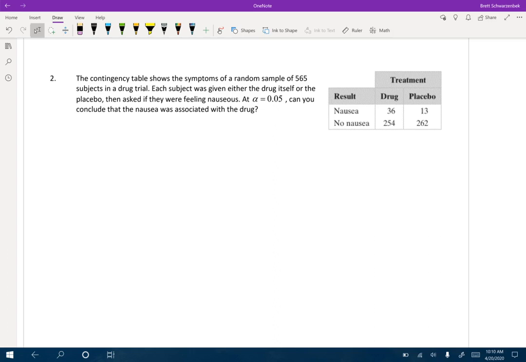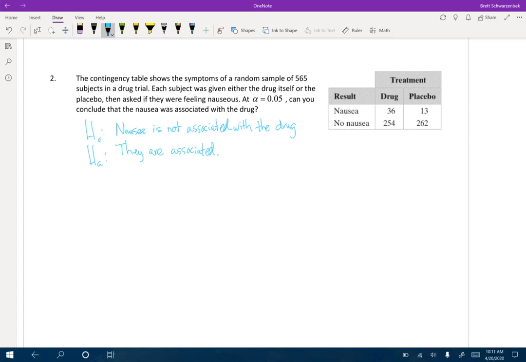Okay, so alternative and null. The null is that nausea is not associated with the drug. In other words, nausea and the drug are independent of each other, whereas the alternative is that they are associated, which is fine to write.